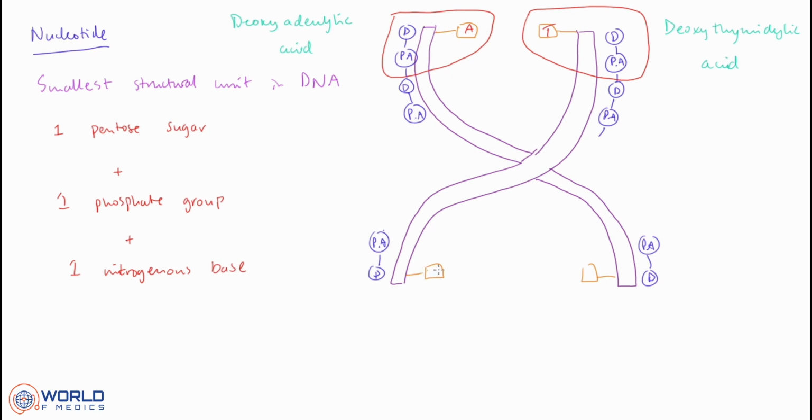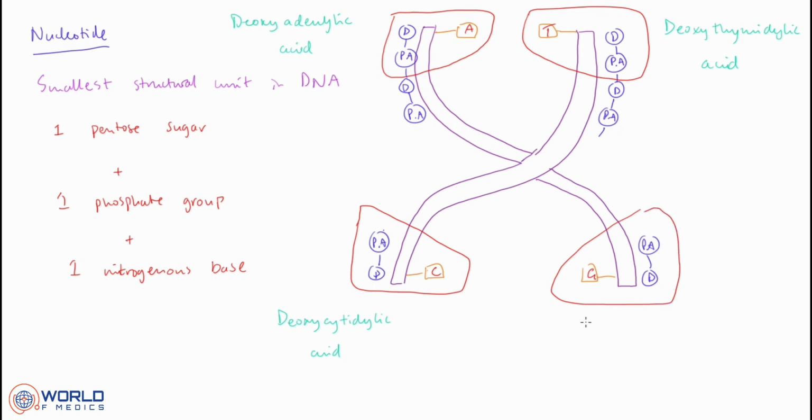And we've got another one here, which has cytosine within it. So we'll just circle this. This is our third nucleotide. And this is going to be called deoxycytidilic acid. Deoxycytidilic acid. And, well, this is going to be joined to G, isn't it? It's going to be joined to guanine. So there we have our fourth nucleotide. And this is going to be called deoxyguanilic acid. So that's your 4 different nucleotides.